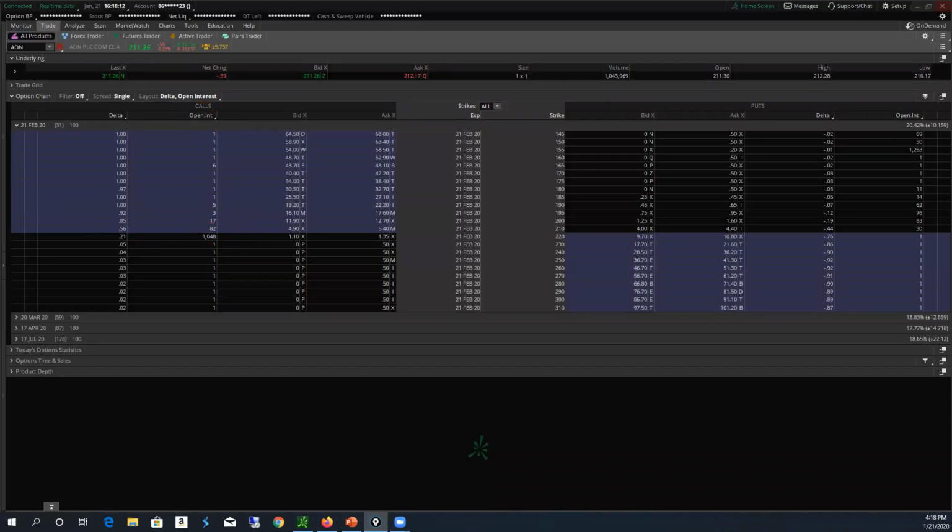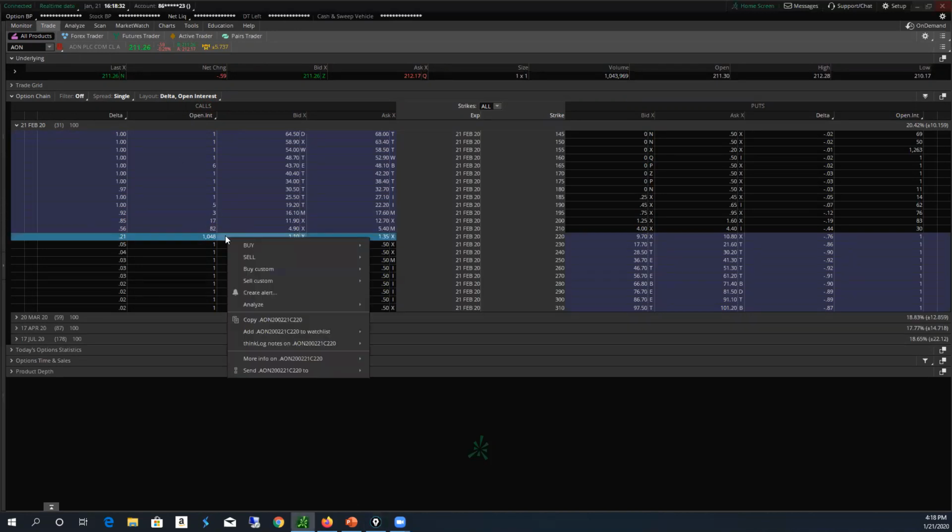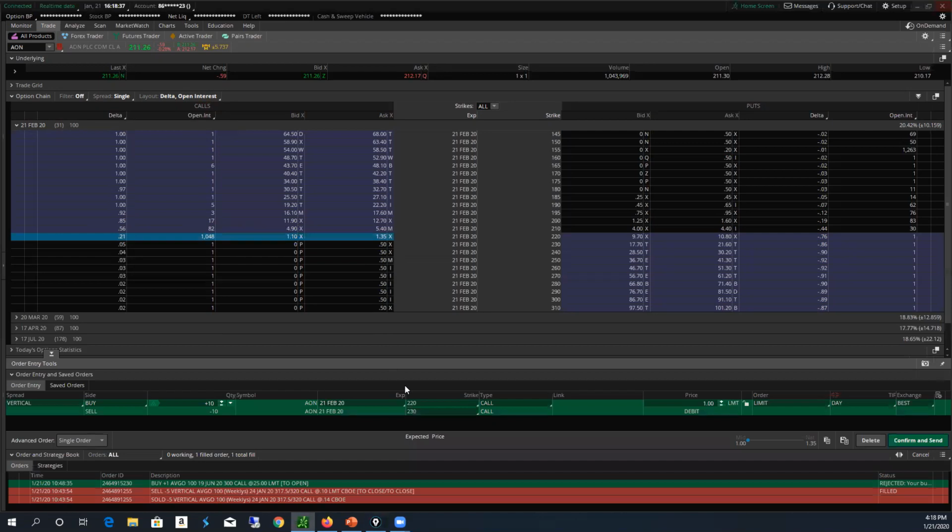But in this case, we're looking to do a debit spread. I like to go right in at the money, so it's usually here, but because the volume is so much higher one below it, let's take a look at that. I'm going to right click on Thinkorswim on the call side and buy the vertical. So again, this is a $10 wide strike.